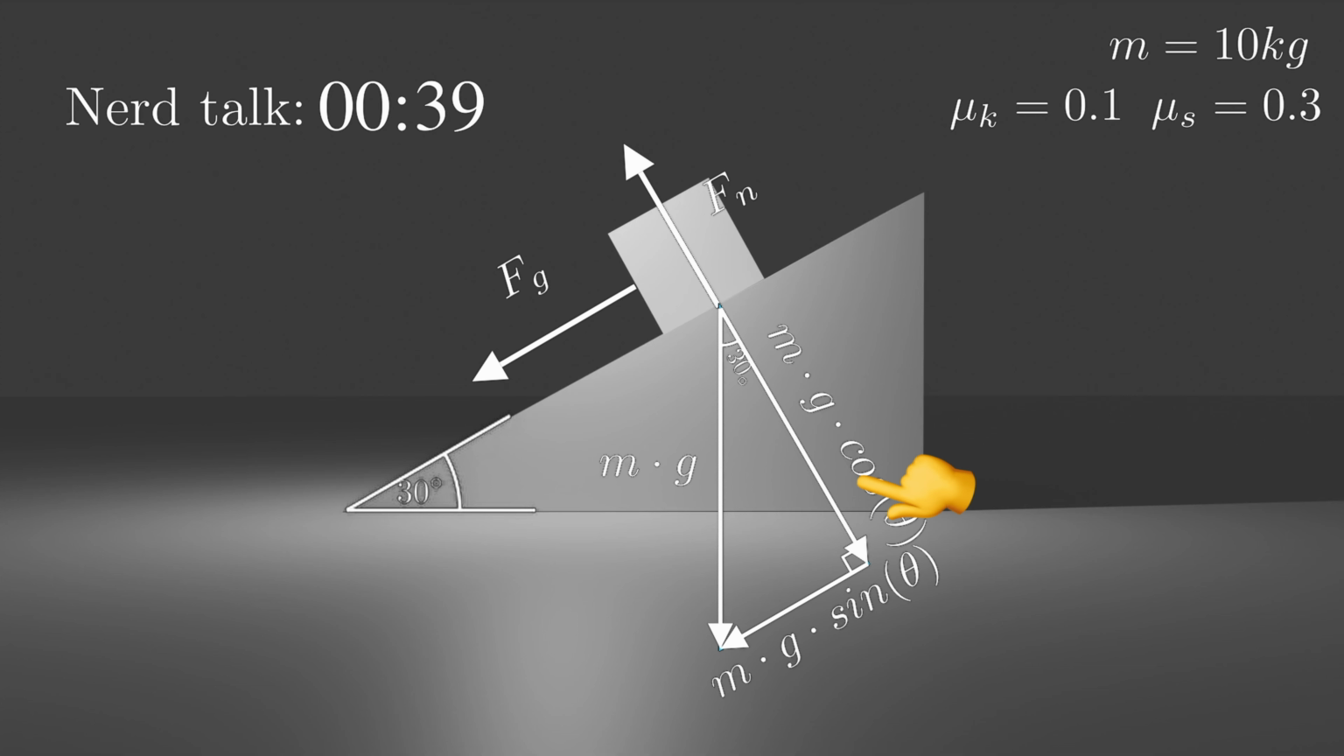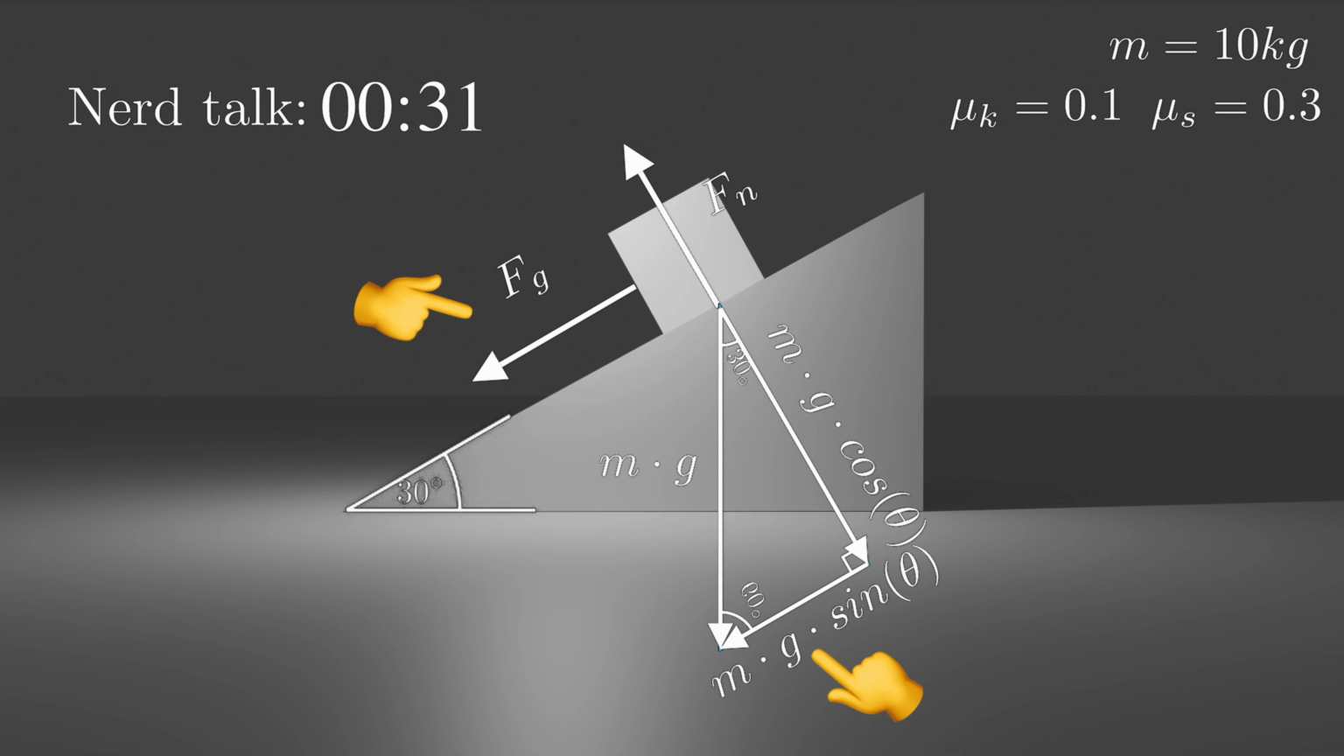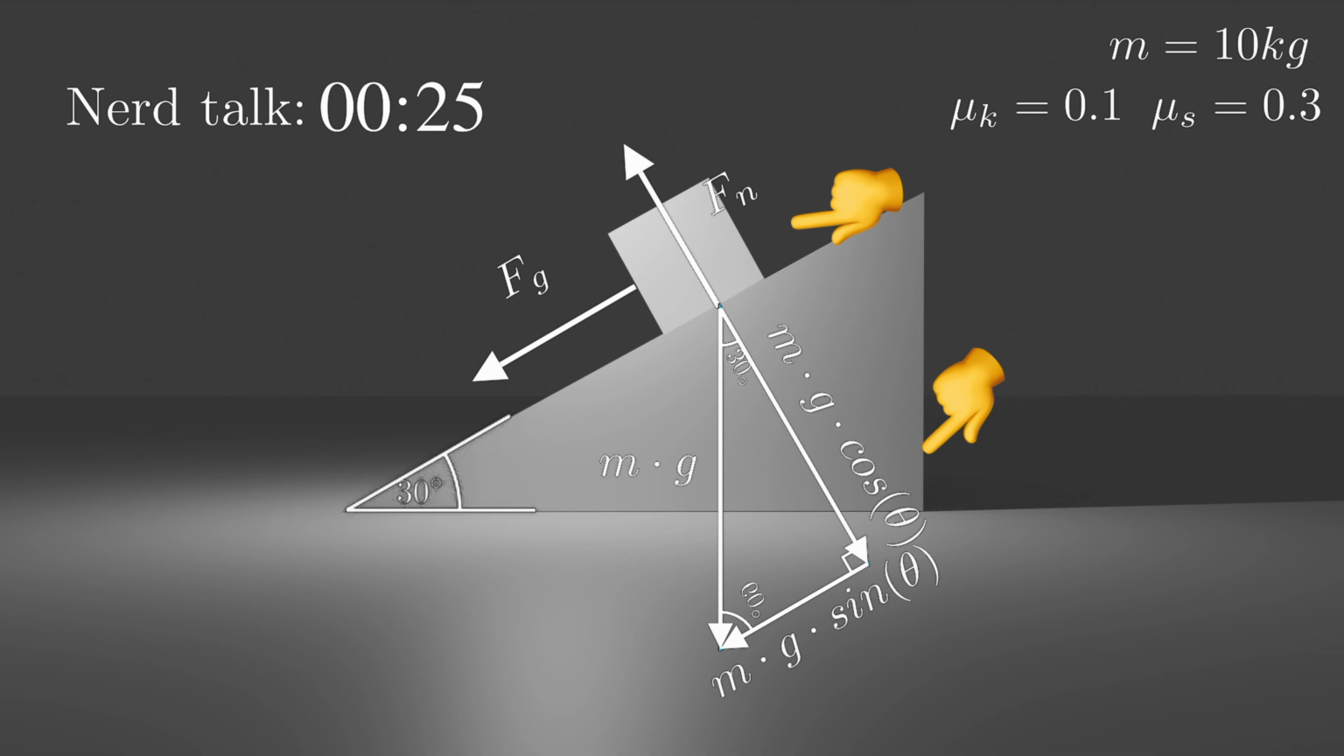Alright, so we have a 30-degree angle and a 90-degree angle, so this triangle also needs a 60-degree angle. Notice that these two vectors are the same, and these two are equal in magnitude as well as opposite, which is why we can set them equal.